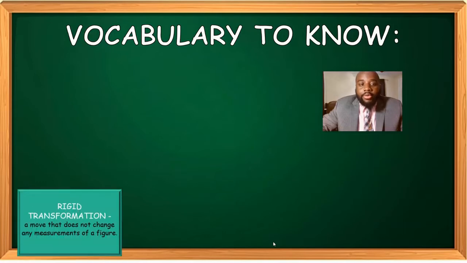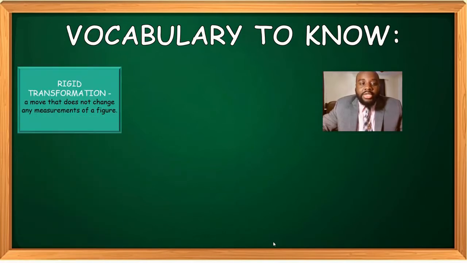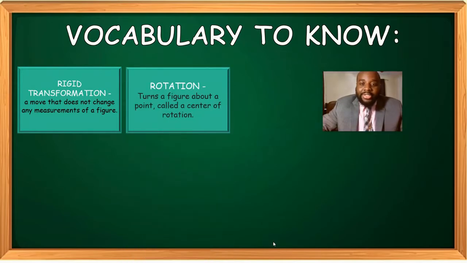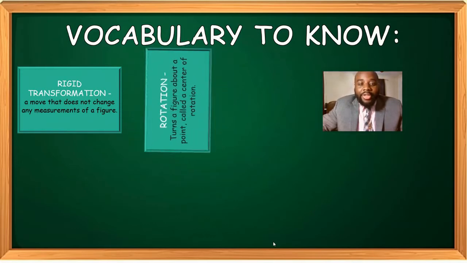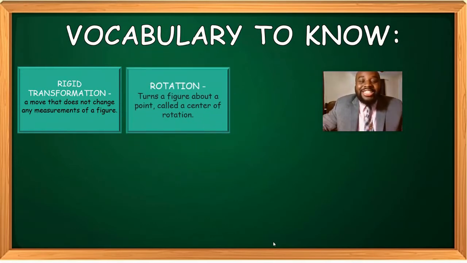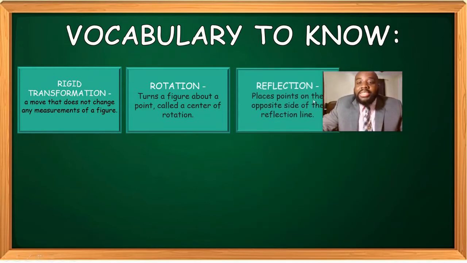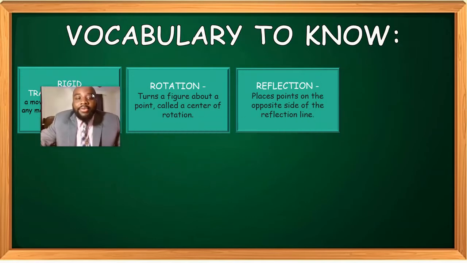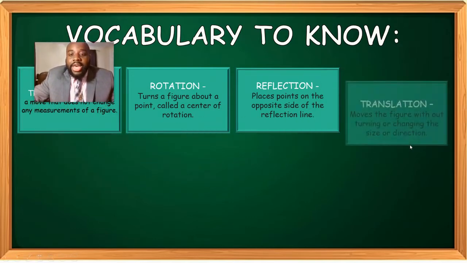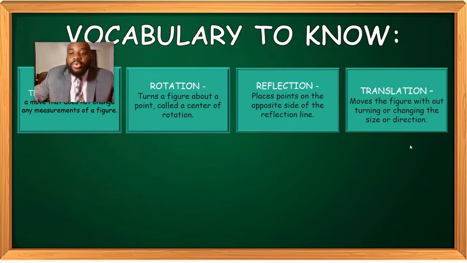All right, so here's some vocabulary words to know. We're going to start with rigid transformation. A rigid transformation is a move that does not change any measurement of a figure. Then we have rotation. A rotation turns a figure about a point called a center of rotation. So wherever you are on that figure that you wanted to rotate from, you just hold it at that point and then you turn, okay? A reflection places points on the opposite side of the reflection line. And then we have a translation, which moves the figure without turning or changing the size or the direction.